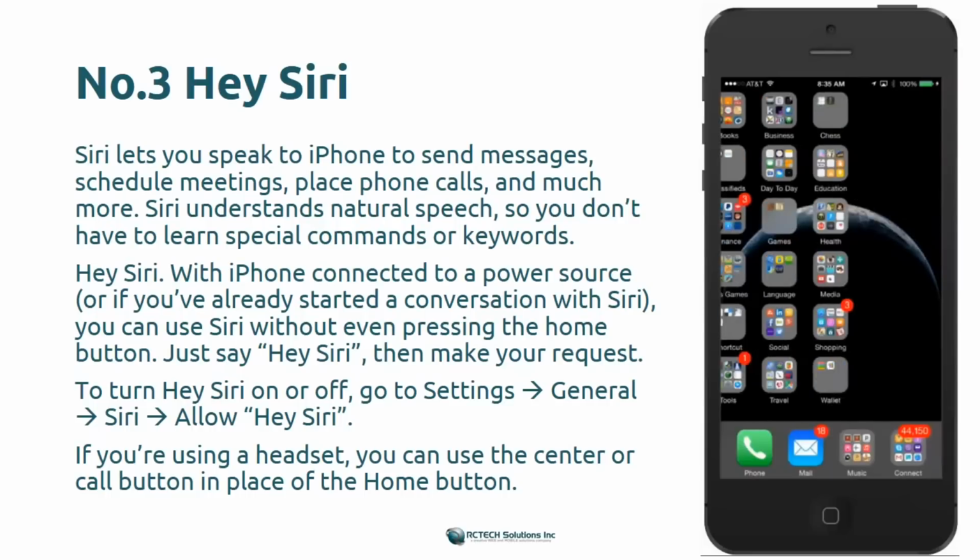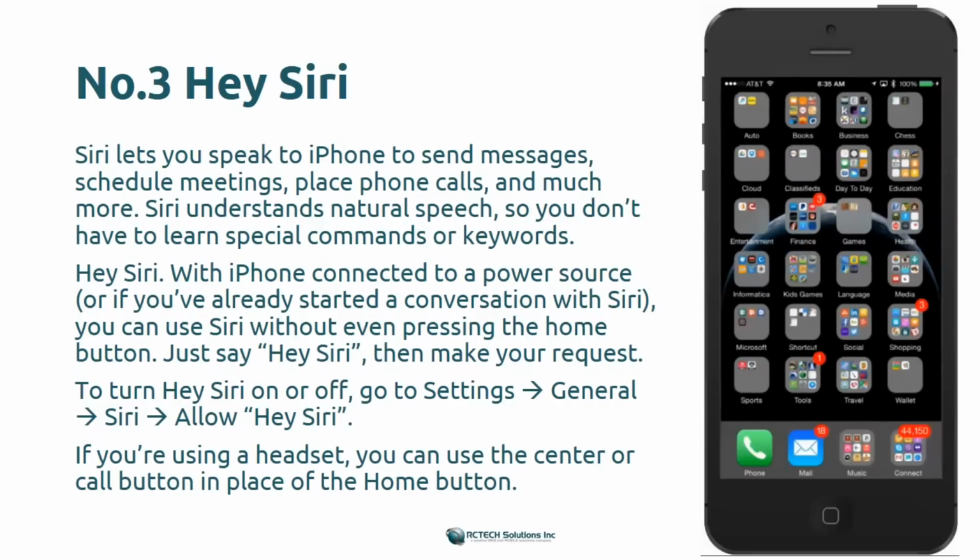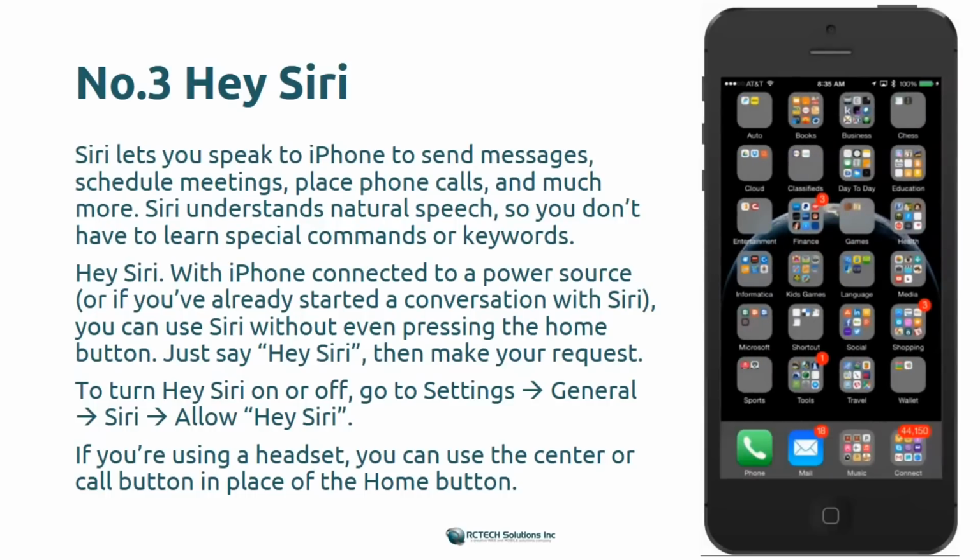Number 3, Hey Siri. Siri lets you speak to iPhones to send messages, schedule meetings, place phone calls, and much more. But what if your phone is connected to the USB power cord and you want to check something on your phone? There is something called Hey Siri. With your phone connected to power, you can use Siri without even pressing the home button. Just say Hey Siri, then make your request.